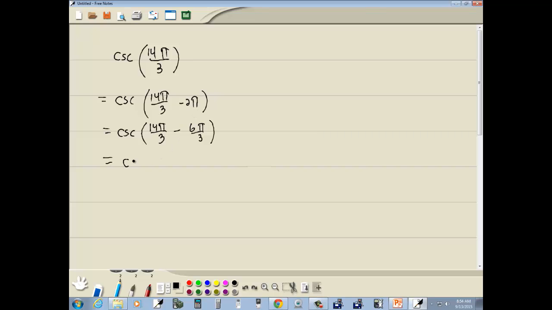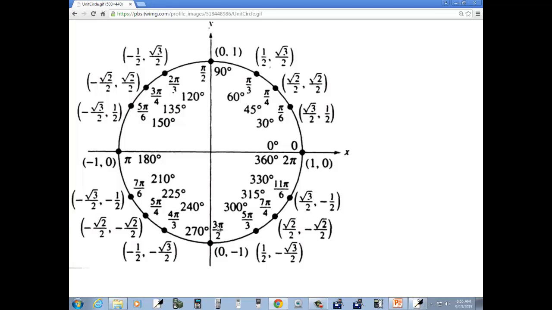But anyway, we got cosecant 14 minus 6 gives us 8 pi over 3. That isn't enough, so I'm going to subtract another 6 pi over 3. And 8 pi minus 6 pi gives us 2 pi over 3. And that gets us to where we want on the unit circle. So we got 2 pi over 3. Where's 2 pi over 3? Okay, right here. So we're working with this point.